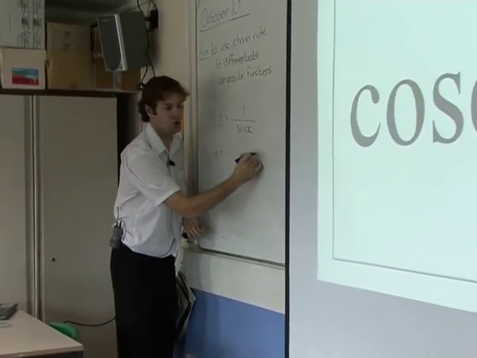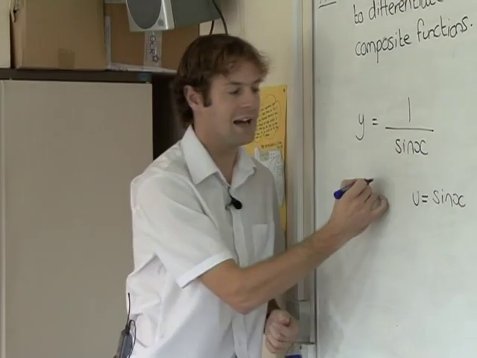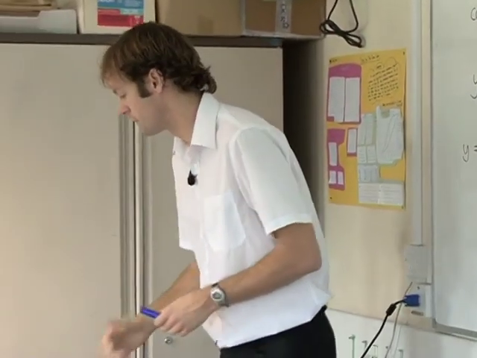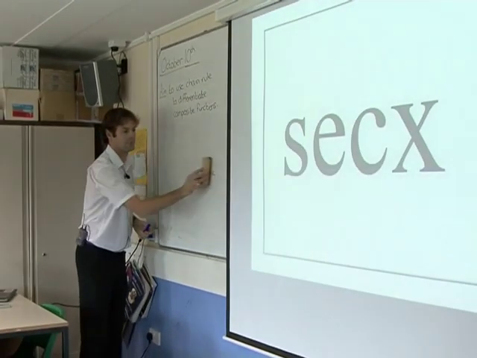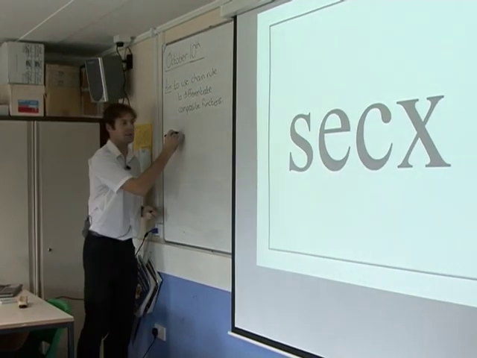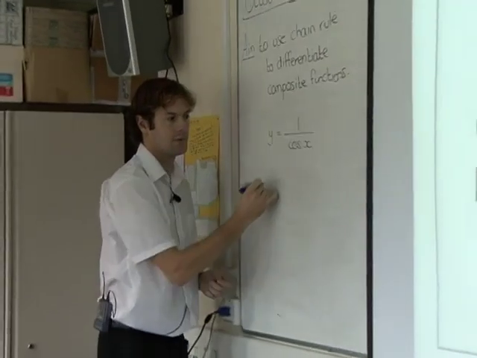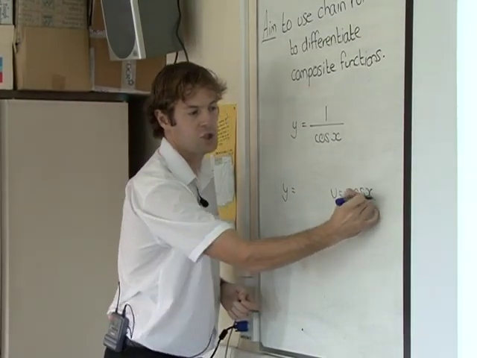Sine x. So that's your u. And what's the 1 over u? 1 over u, excellent, is the function that you substitute sine x into. We'll do one more. 1 over cos. Excellent. Sec x is 1 over cos x. So u will be cos x, the function you substitute in, and y is 1 over u. Excellent. Okay, well done, guys.